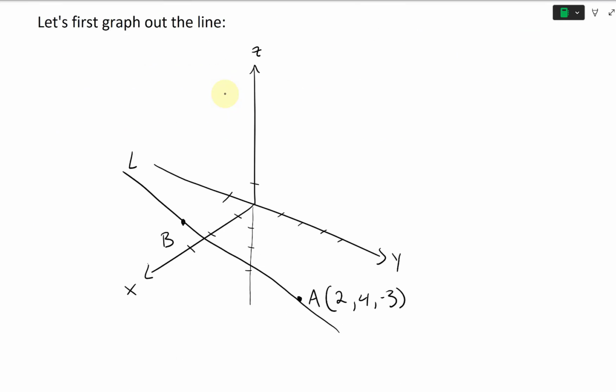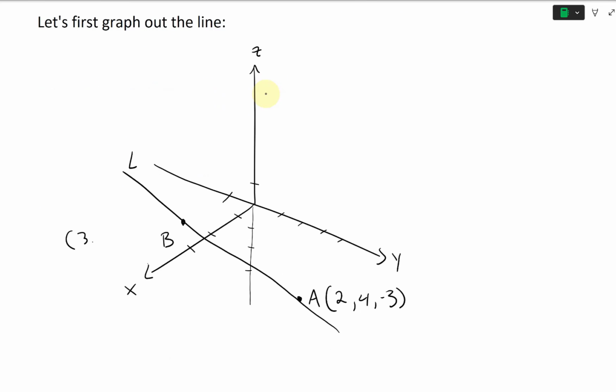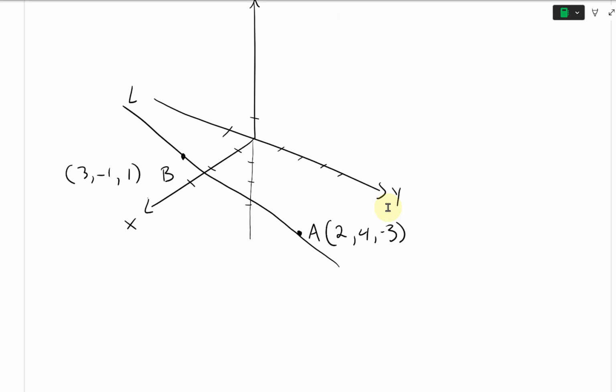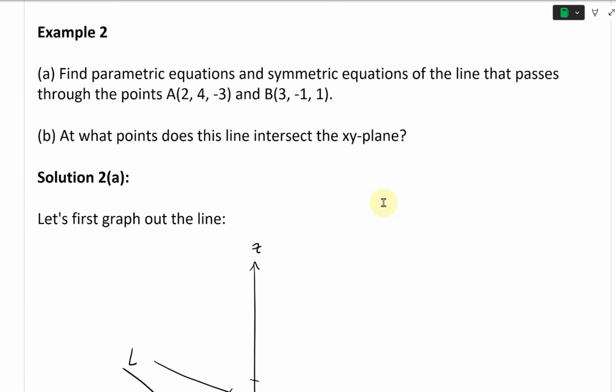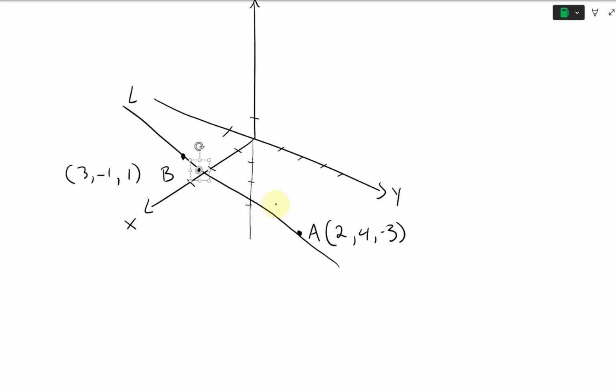Like that. And then B is going to have the coordinates 3, negative 1, and 1, like that. That's B. And also in part A, it says, at what points does this line intersect the XY plane? It looks like somewhere around here-ish, like that. I'll erase this for now, until we get it exact.